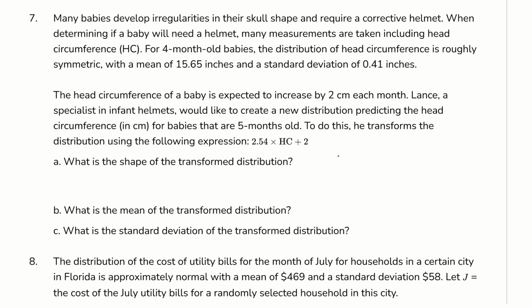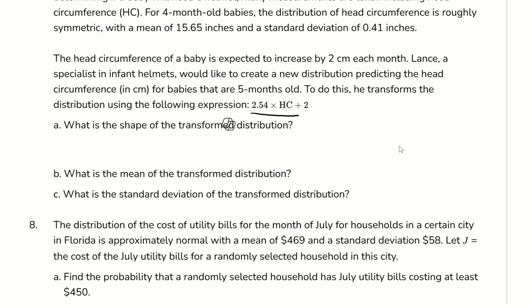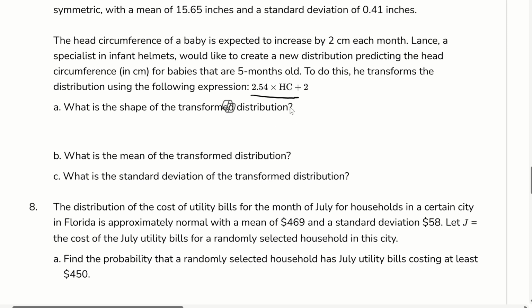All right, so we have a transformation: multiplication and then adding 2. The plus 2 is for the increase of 2 centimeters each month. The 2.54 is to convert from inches to centimeters. So what is the shape of the transformed distribution?